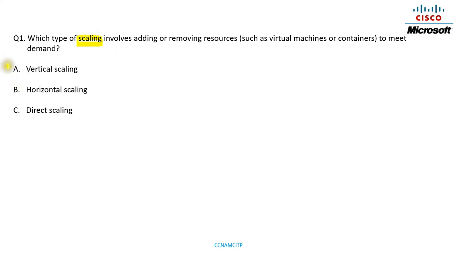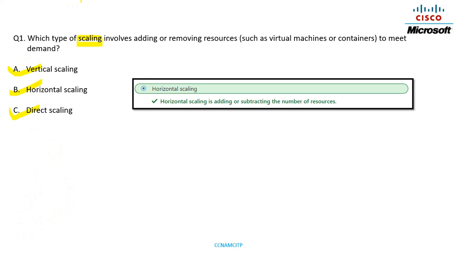So you got three options: vertical scaling, horizontal scaling, and direct scaling. You have to select the correct one. What is the correct answer here? The correct answer is horizontal scaling, because horizontal scaling means adding or subtracting a number of resources. A virtual machine is a resource, it is not a capacity.